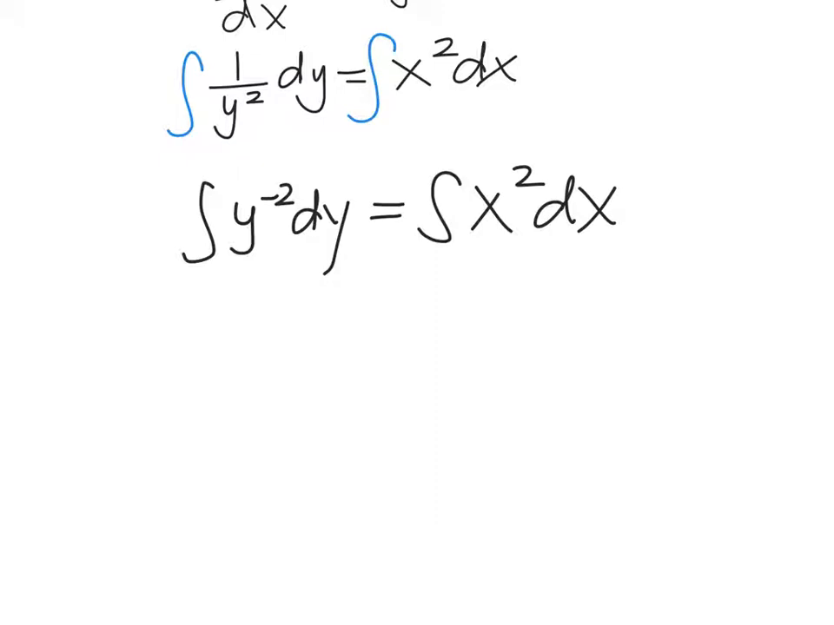So what's the antiderivative of y to the negative 2? Negative 1 over y. Yeah, negative 1 over y, because you would add 1, so you get negative 1, but then divide by negative 1. So it becomes negative 1 over y, and that's equal to the antiderivative here, x cubed over 3, and then plus c just on one side.